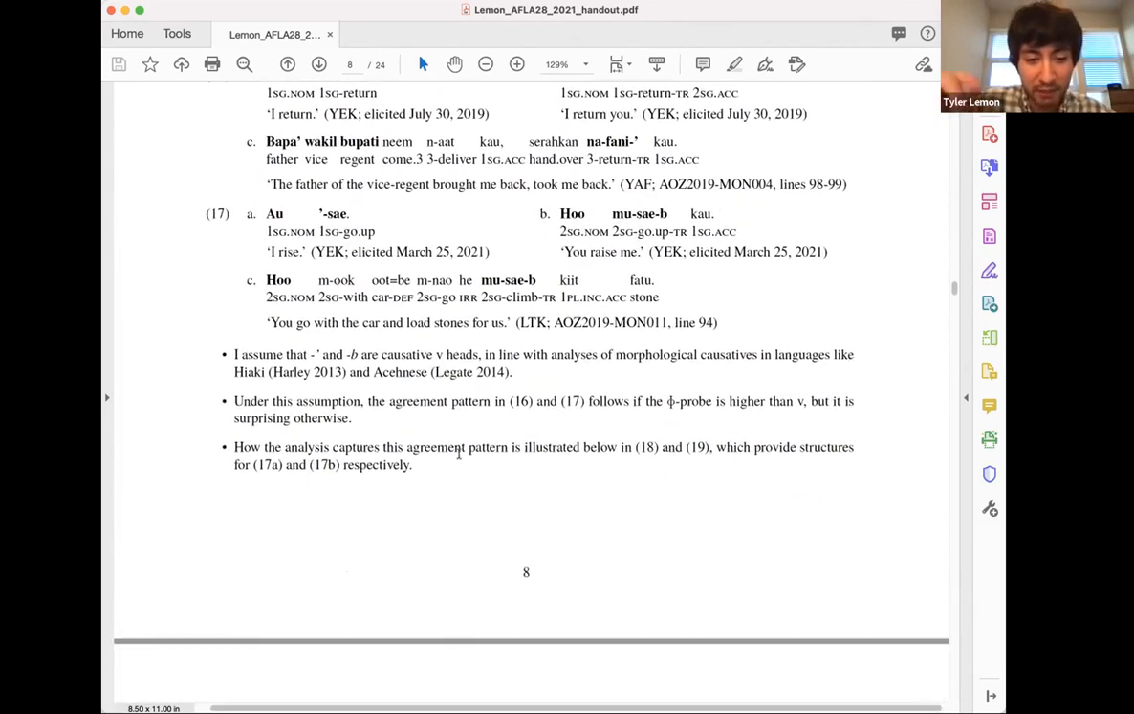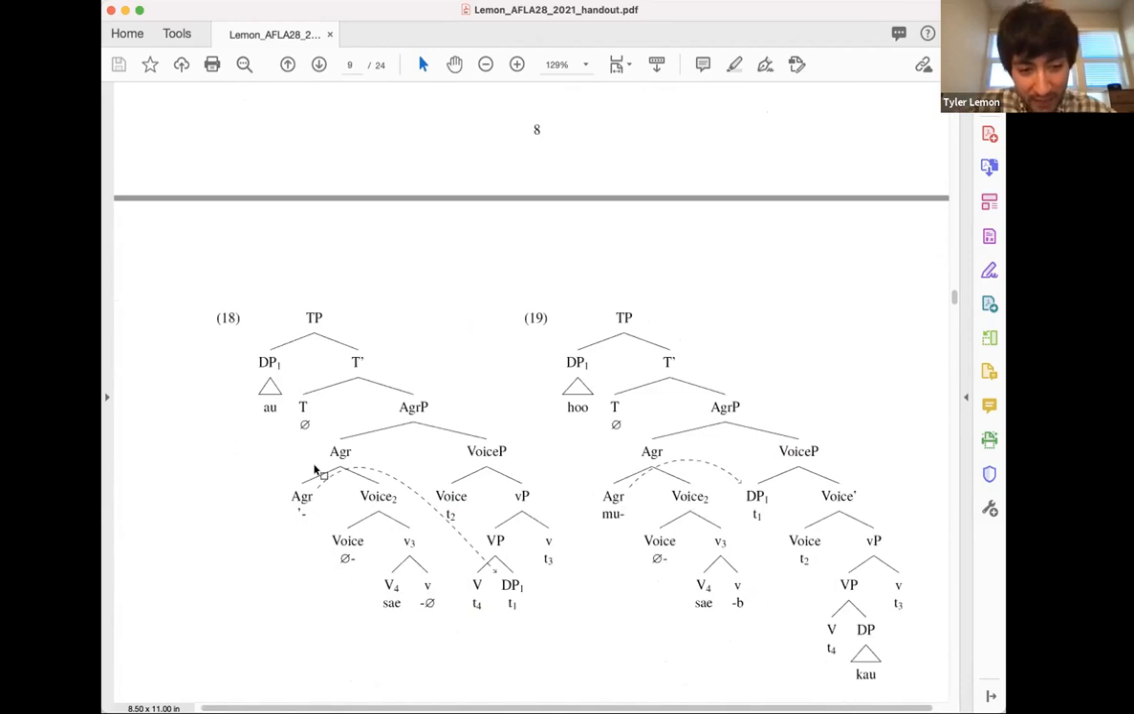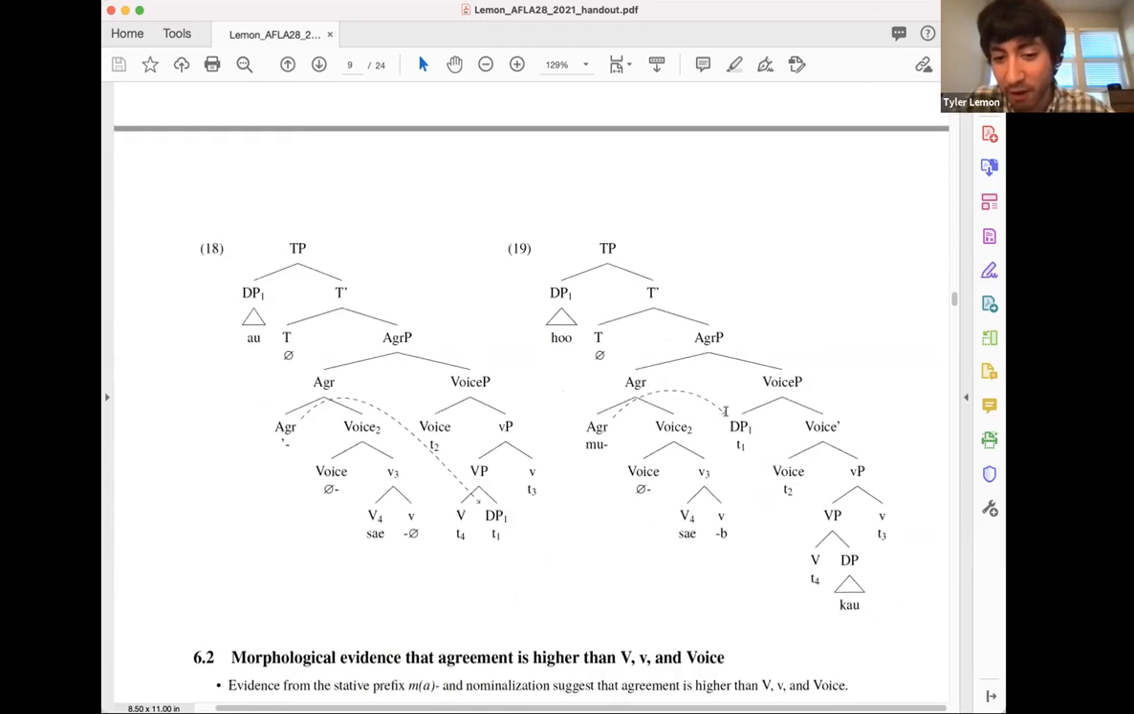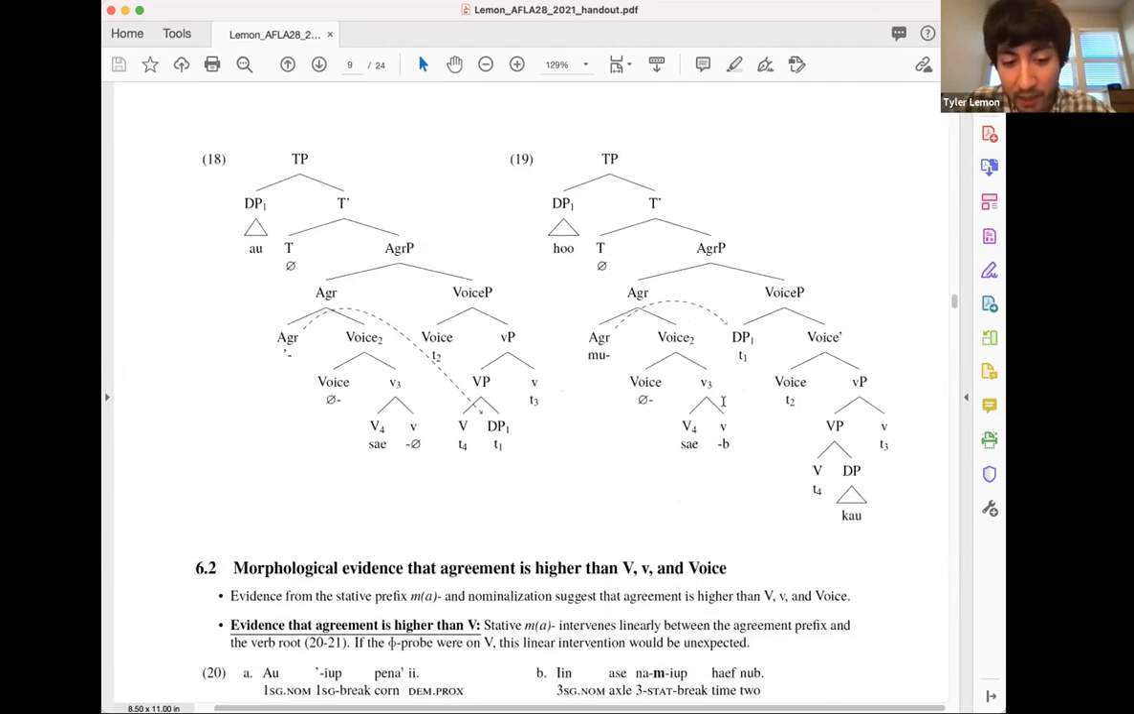How this analysis captures the agreement pattern is illustrated below in 18 and 19, which provide structures for 17a and 17b. So this is "I rise" here, where "I" is generated as an internal argument, and it's the only argument in the c-command domain of Agr, so it agrees with that, and that moves to subject position. But if you transitivize it, well, now the closest DP is an external argument, an agent, and that will be targeted for agreement instead. Okay.